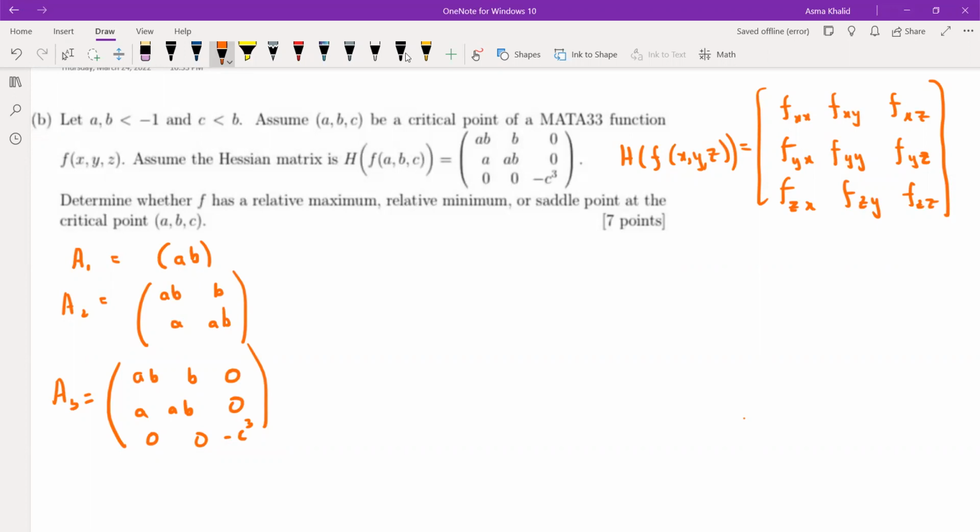Let's read it first. Let A and B be less than -1, and C be less than B. So first of all, here you're saying that B is less than -1, right? And then C is less than B. So what you're saying is C is less than B, which is less than -1. So C is an even smaller value.